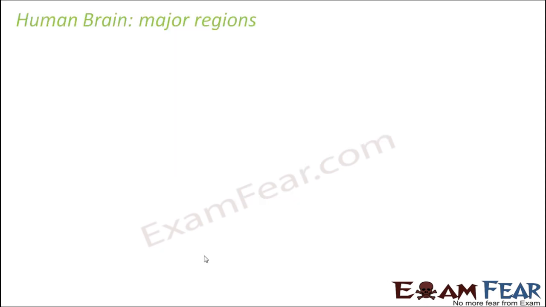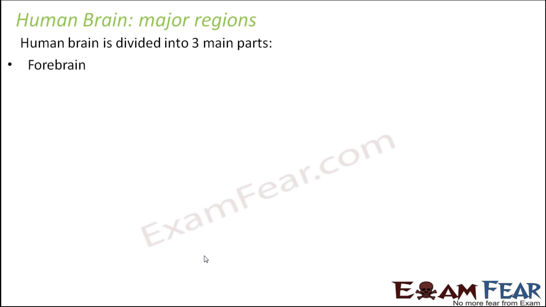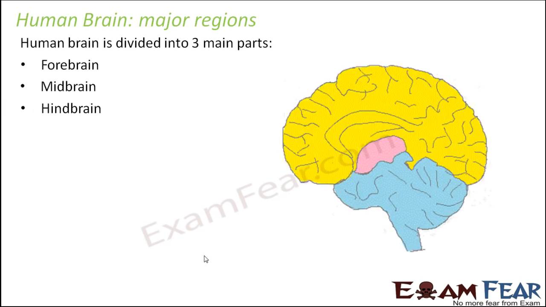So now we will talk about the major regions of the brain. If you look at the different parts of the brain, what are the various regions? That is what we will see here. Overall, the human brain is divided into three main parts: the forebrain, the midbrain, and the hindbrain. These are the three major parts of the brain. In this structure, you can see this is the forebrain, this is the midbrain, and this is the hindbrain. We will talk about the details of the forebrain, midbrain, and hindbrain in the next few slides.